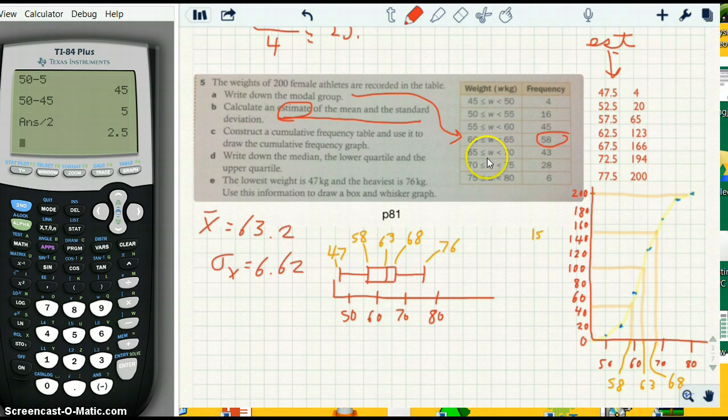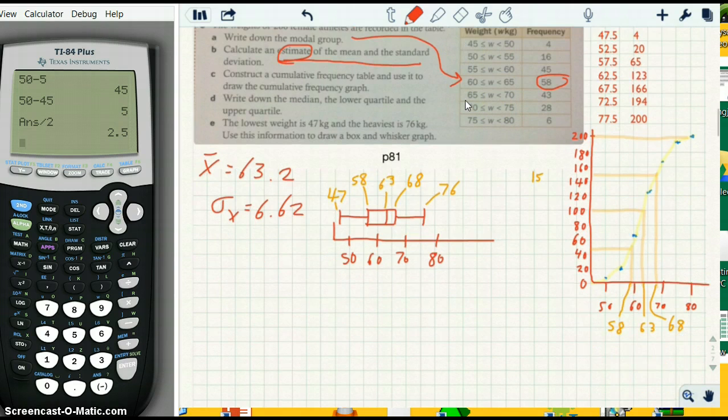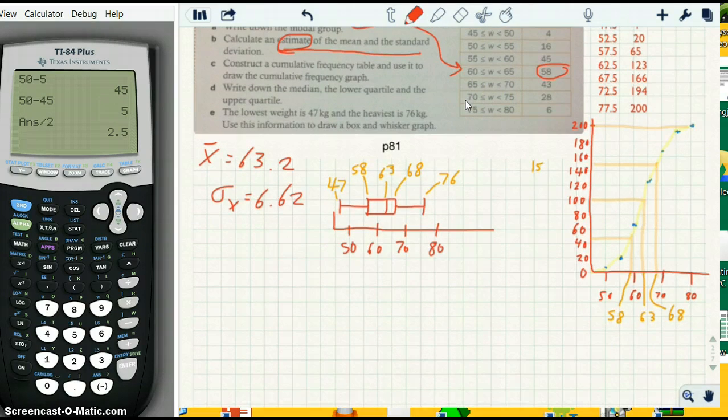Okay? And just as an aside, remember that if they have classes or groups that go from, let's say, 45 to 49, and the next one is 50 to 54. Now do you see how we don't know what you do with numbers between 49 and 50?